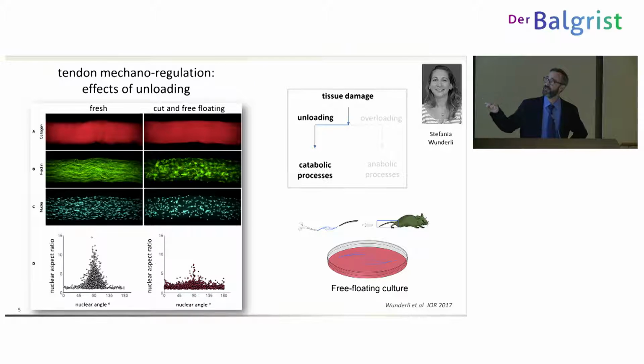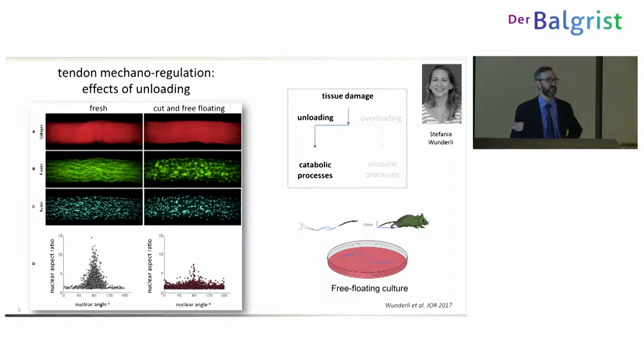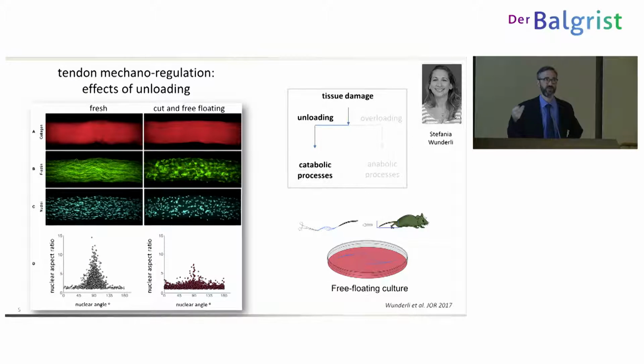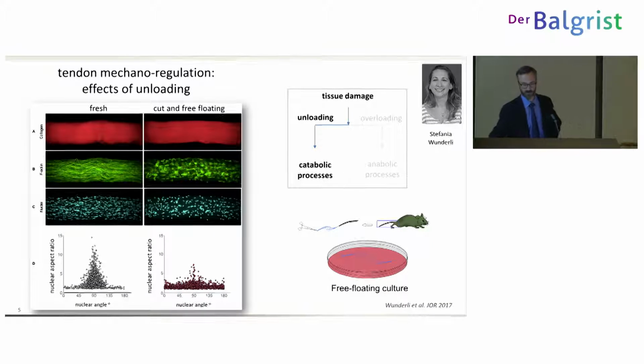Then we can vary the conditions here to investigate how the biology of tendon breakdown works. When we take the tails out and put them in culture, you can see this is what they look like at the start of the culture, and this is what happens after just a few days in culture. The collagen structures start to break down, the cells start to round up, the tissues become basically metabolically active. So the tissue starts to turn over.